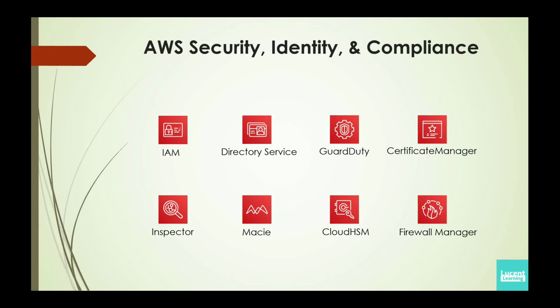What is Macie? Amazon Macie is a fully managed data security and data privacy service that uses machine learning and pattern matching to discover and protect your sensitive data in AWS.